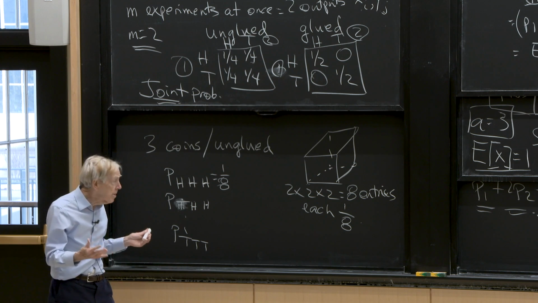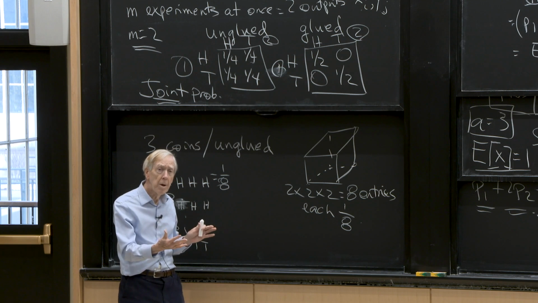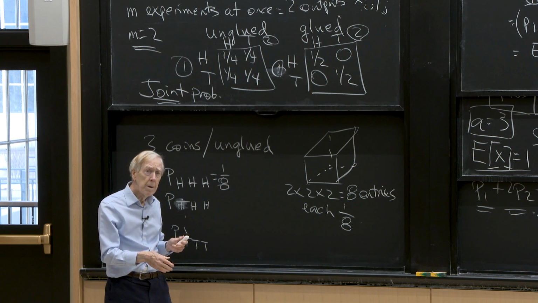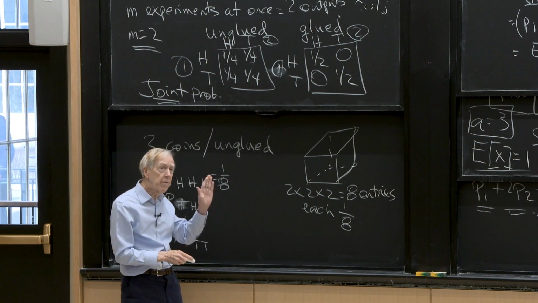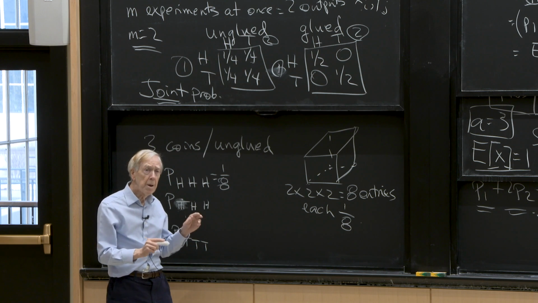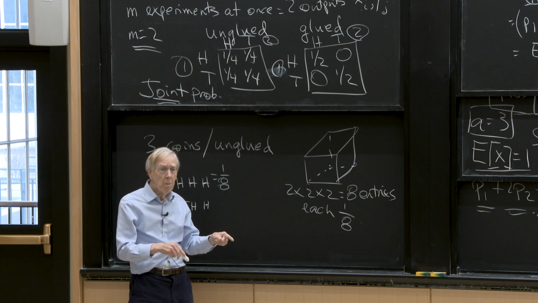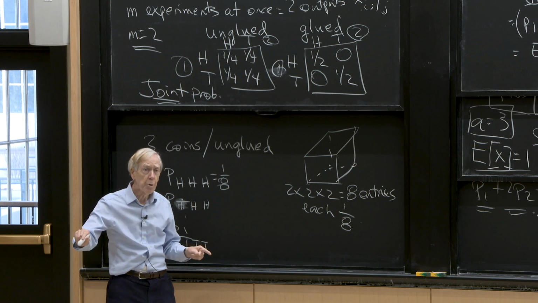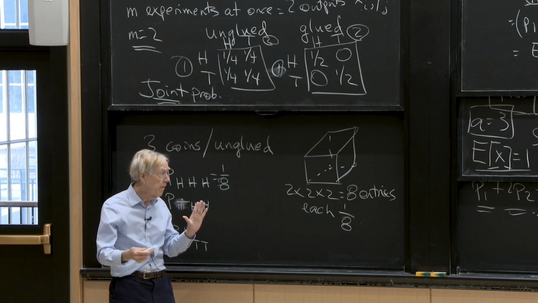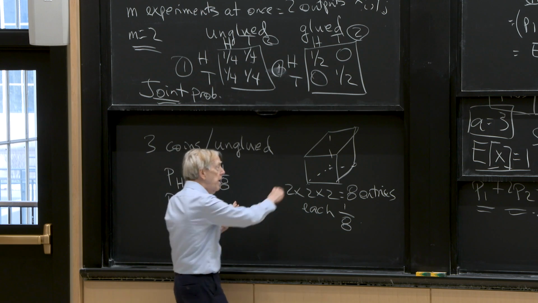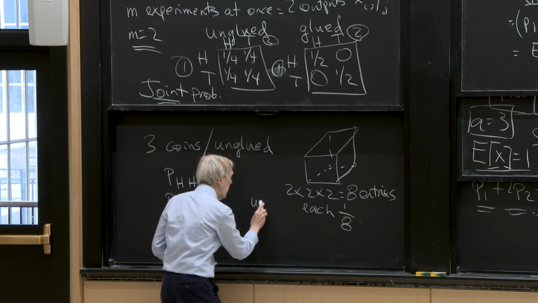I would still have a 2 by 2 by 2 tensor of all the possibilities. But some of those are going to have joint probability 0. If I've glued coin 1 to coin 3, then the probability of jointly seeing heads on 1, whatever on 2, tails on 3 will be 0, right? Because that can't happen if I've glued coins 1 and 3. So I'll have 8 entries in here. This is the unglued case.